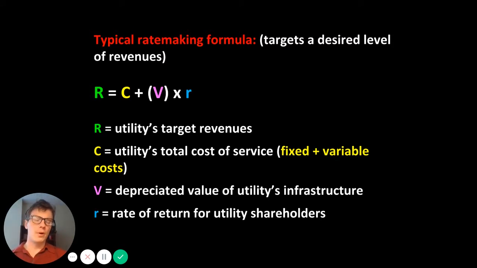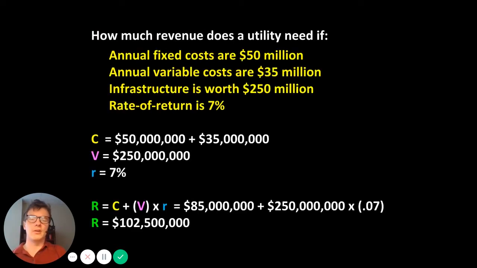And then the other part of this formula is V times R, and V is the depreciated value of utilities infrastructure. R is the rate of return for utility shareholders. So technically, utilities are only allowed to make profits on the value of their utilities infrastructure. So the initial investment that shareholders made, the equity stake that they have in all that infrastructure.